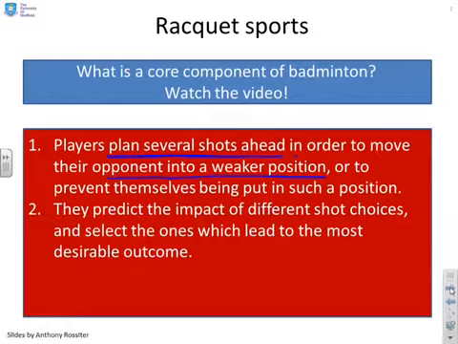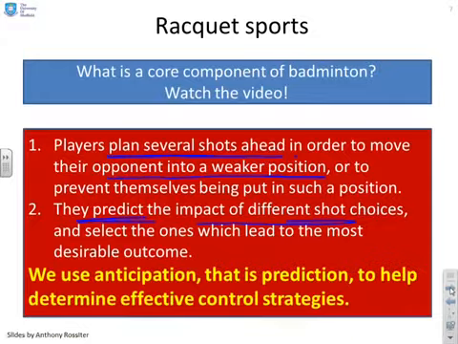So what might they do? And here's the key thing: they will predict the impact of different shot choices and select the ones which lead to the most desirable outcome. So again, what do you notice? Racket sport players are using anticipation or prediction to help determine effective control strategies.